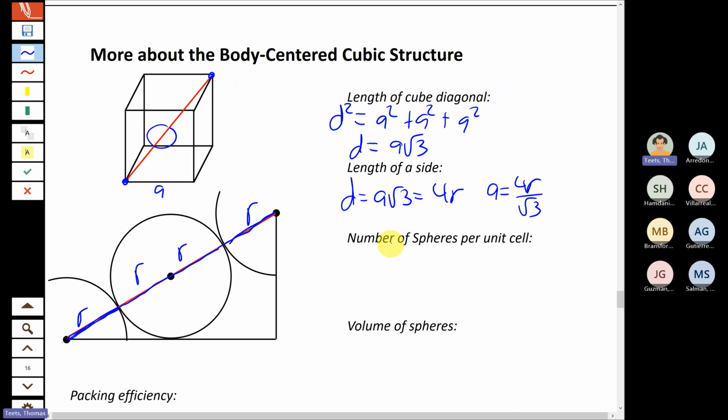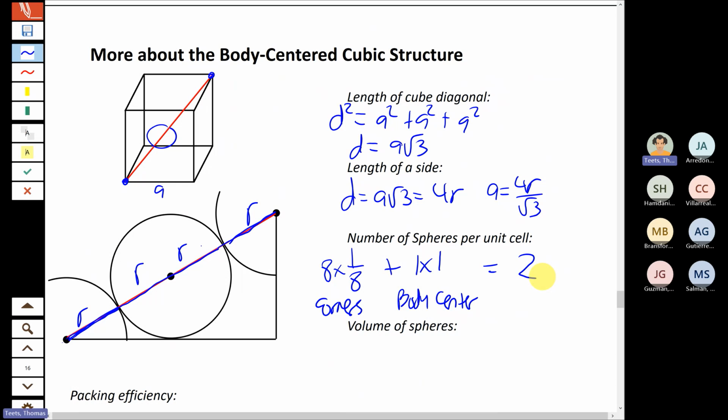In terms of the number of atoms, number of spheres per unit cell, in the body-centered cubic structure, we have all 8 corners still occupied, so those each count as 1/8. But we also put that one atom in the center of the cube. Remember, the body-centered positions, the ones that are completely enclosed by the unit cell, count as a whole atom for that unit cell. So that's the body-centered position. So there's a total of 2 atoms per unit cell when you're talking about body-centered cubic structure. One comes from the 8 corner atoms, one comes from the extra one that you're putting in the middle.